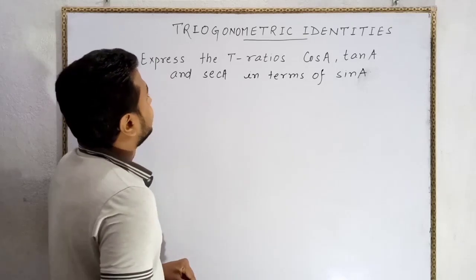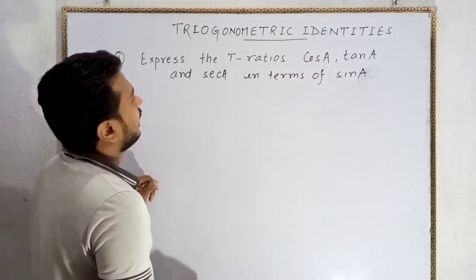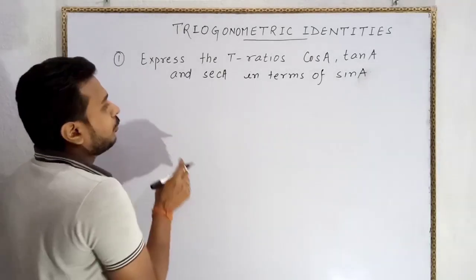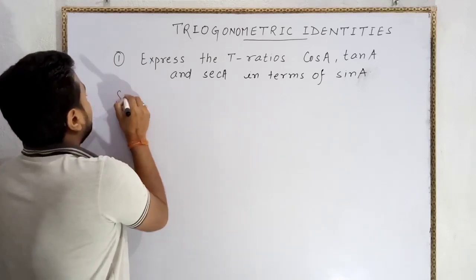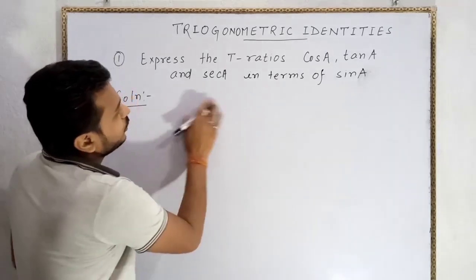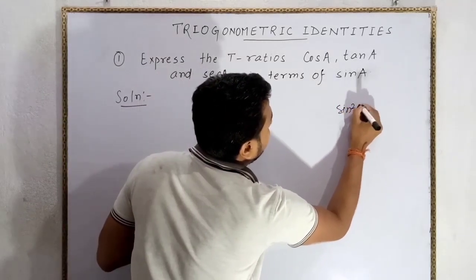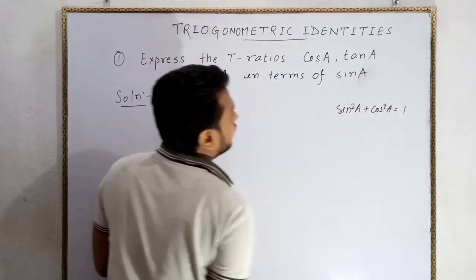Our first question is, express the trigonometric ratios cos A, tan A and sec A in terms of sin A. Look how we can solve this type of question. The solution is, as we know, sin square A plus cos square A is equal to 1.